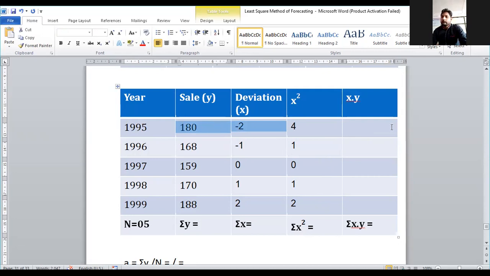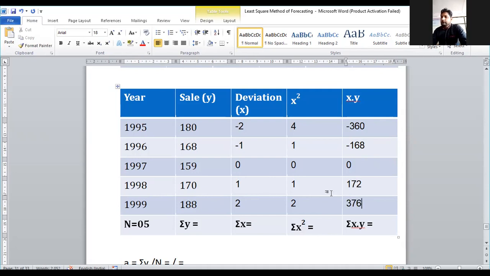Okay, so that will be 360, and it will be -360, right? Then 168 multiplied by -1, that will be -168. Okay, then 0 multiplied by 159, so it will become 0 only. Okay, then 1 multiplied by 170, so that will become 170. Then 188 multiplied by 2, so 360 plus 16, that is 376.